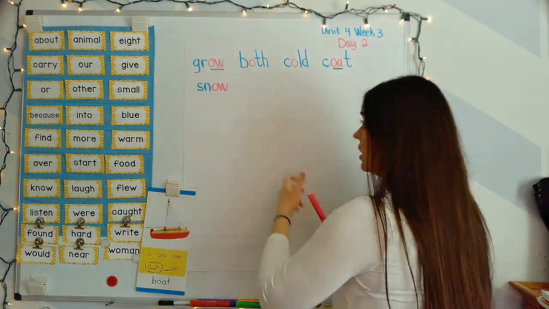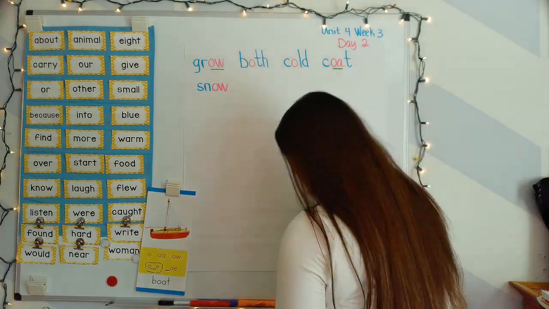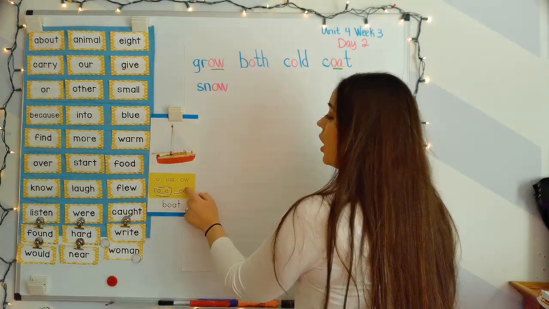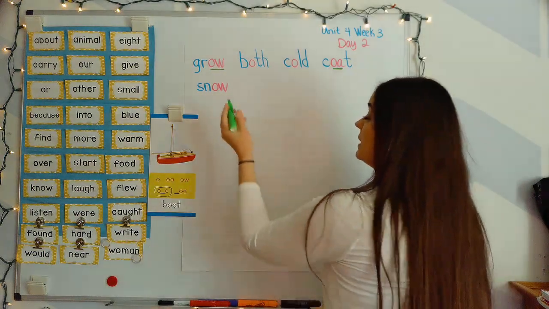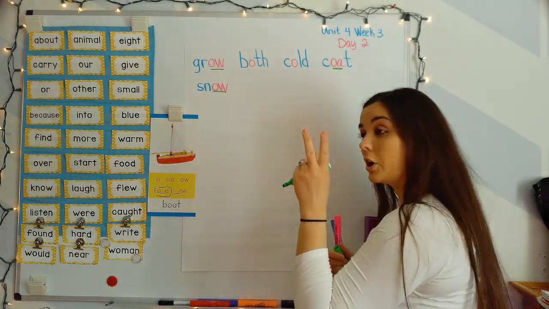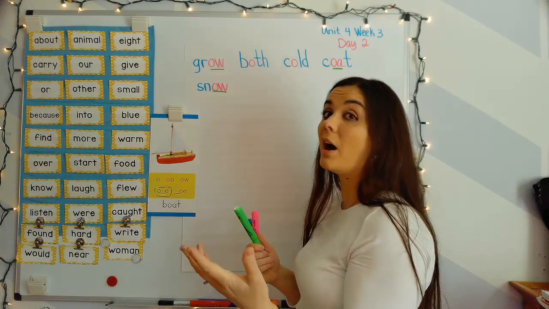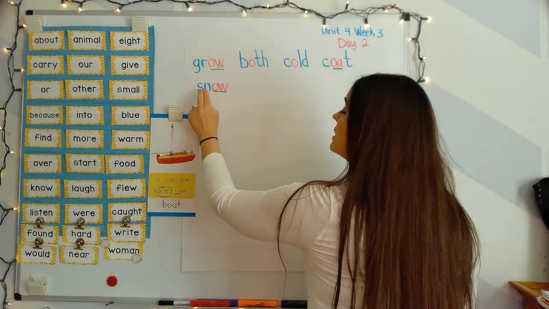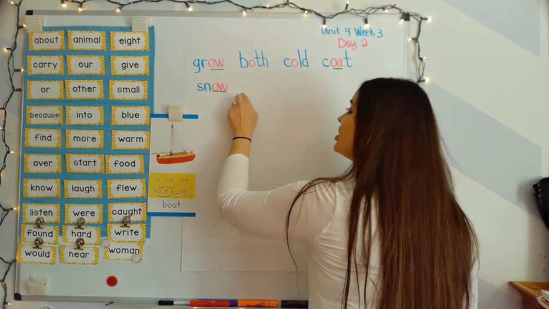And this word, snow, is an example of the OW working together to make that long O sound. So they are a team. Not necessarily a vowel team, because W is not really a vowel. So sn, O, snow.